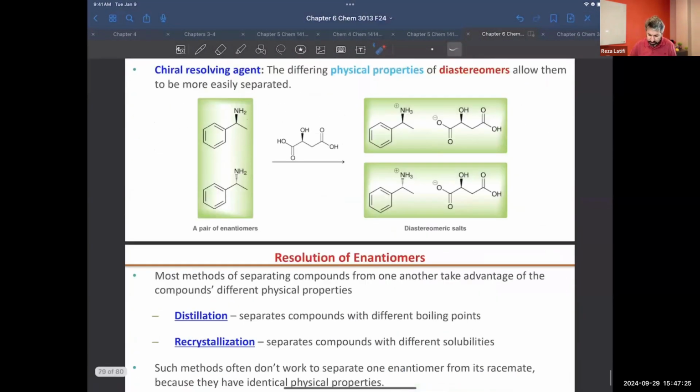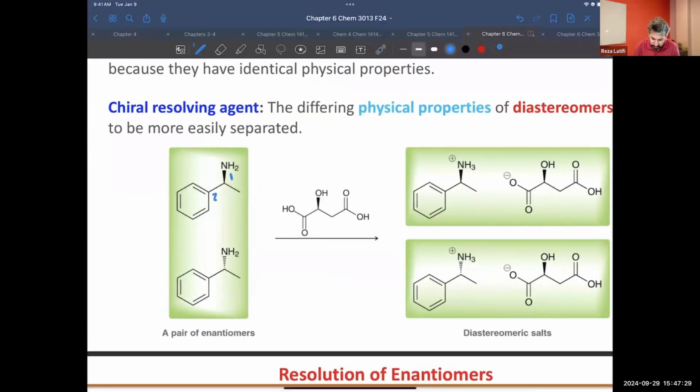In this case, I have 1, 2, 3. This is going to be the S configuration, and here 1, 2, 3, because hydrogen is facing us, this is going to be the R configuration. So S and R, those two are enantiomers. Next, we have 1, 2, 3. This is going to be the S configuration. So I have two enantiomers, and I'm treating them with a chemical compound that has S configuration. What do I get? I get S, and this one is S. And here we got R, but that one is still S. Look at this: one of the stereocenters got flipped, but the second remained the same.